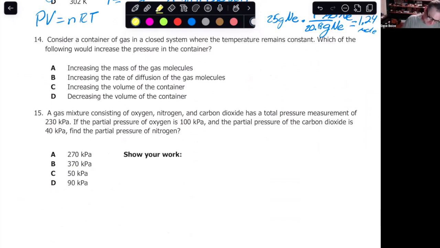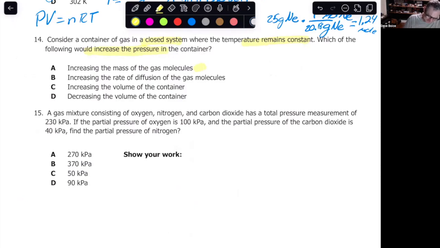14. All right. So here we go. This is more of a thought process one. Consider a canister of gas in a closed system where the temperature remains constant. This is important. Which of the following would increase the pressure in the container? So I want to make the pressure go up. Okay, it's a closed system, so that means the amount of gas is going to stay the same and the temperature remains constant. So what can I do to increase the pressure?